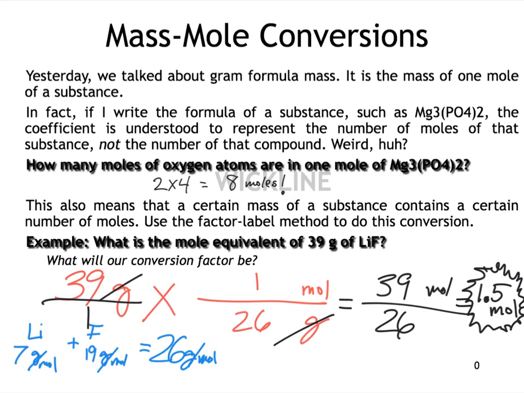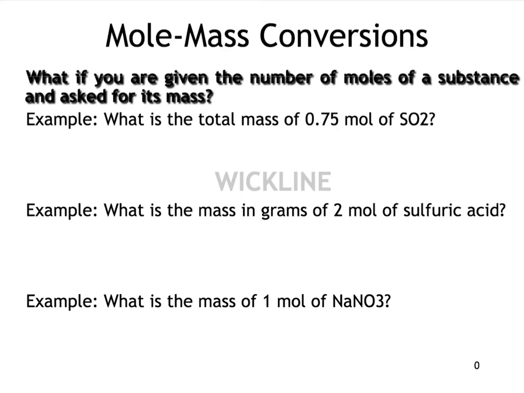Not so bad, huh? Let's try another set of practice questions. So in these, we're going to be doing mole mass conversions. So if I'm given the number of moles, but asked for how much mass that would be, we can still use our factor label method. Everything's going to be perfect. So for this first question, where we're asked to give the total mass of 0.75 moles of sulfur dioxide, let's start off the same way. Let's start out by writing what we know.